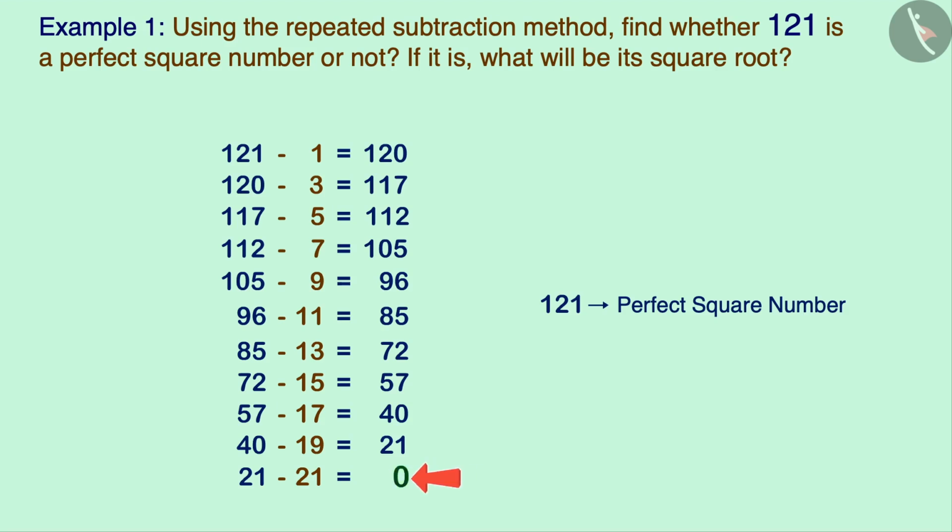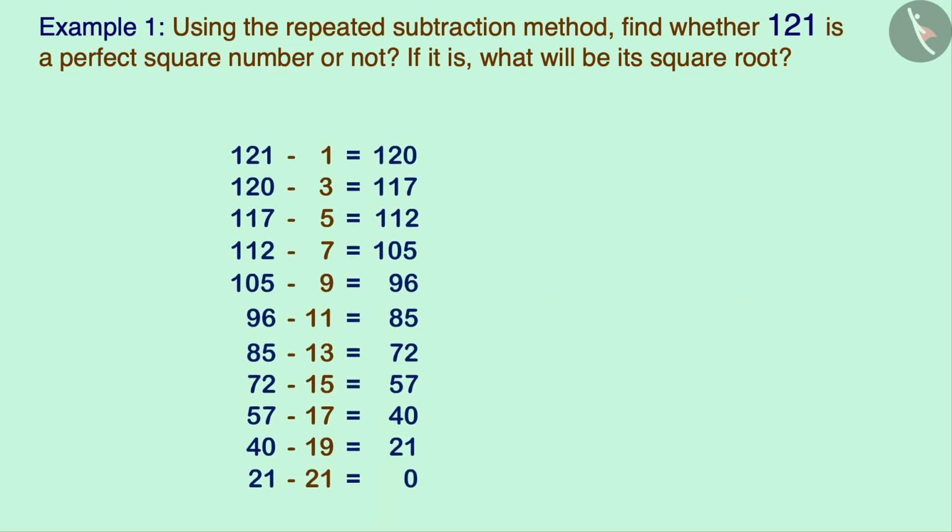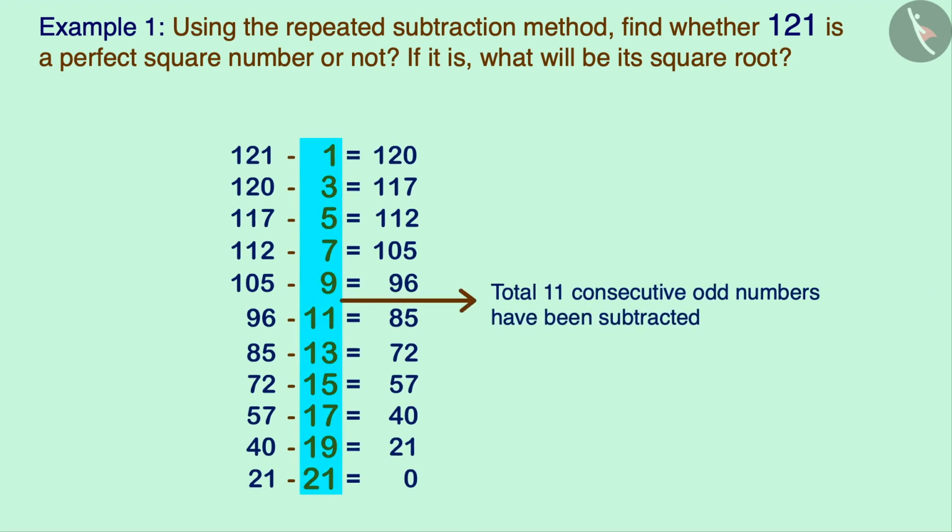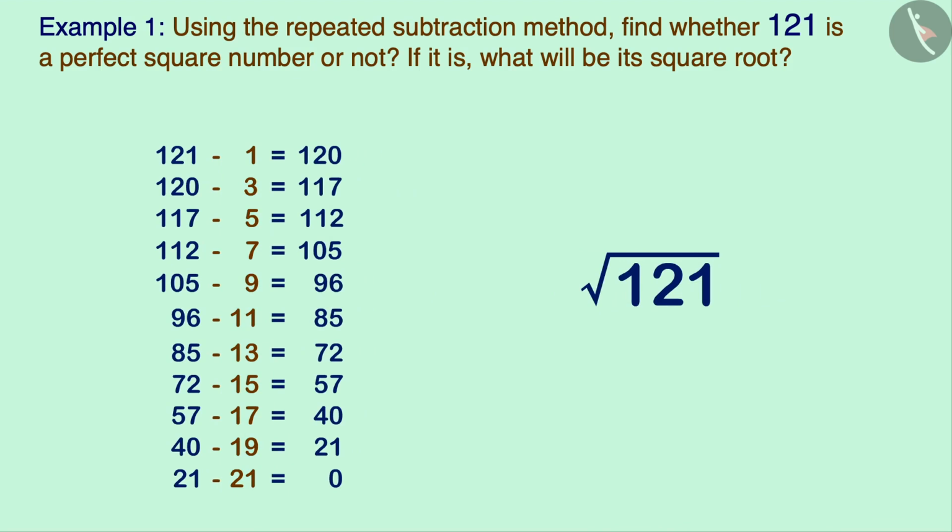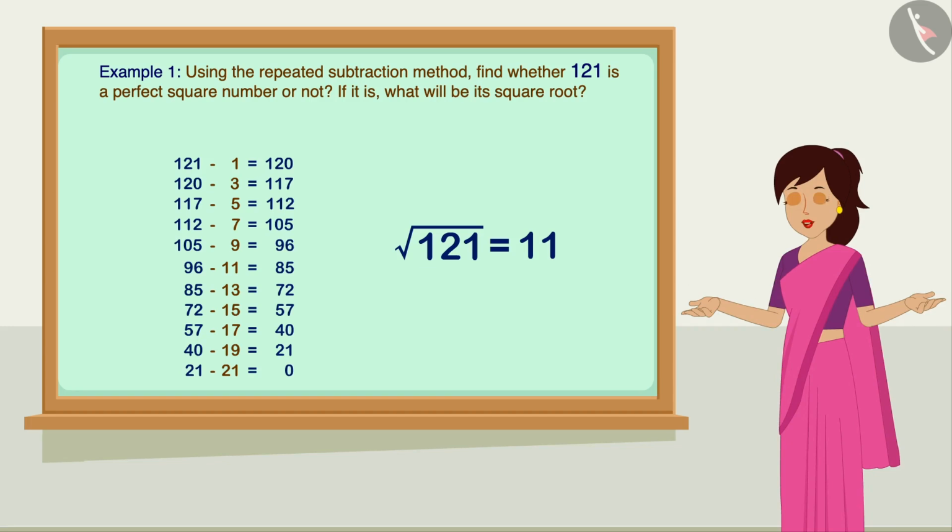If we do not get 0 at the end of this method, then the number is not a perfect square number. Because a total of 11 consecutive odd numbers have been subtracted here, the number 11 is the square root of 121. Let us now see the next example.